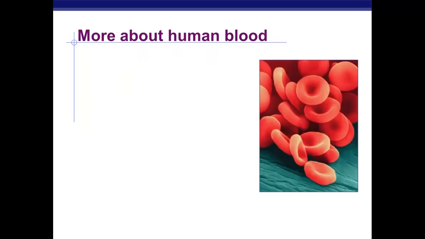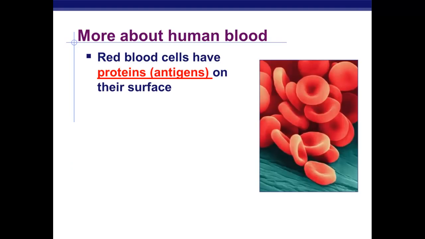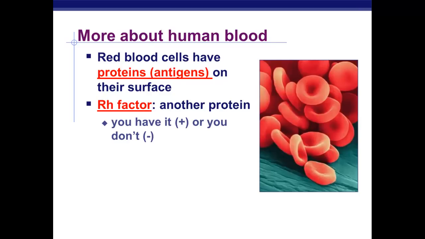Now let's talk just a little bit more about human blood. We did mention, of course, that you could have A and B antigens on your surface. There's actually a second type of protein that you can have on your surface called the Rh factor. And that's what gives you the positive or negative in your blood type. So you've probably heard people say, I have AB positive blood or I have O negative blood. That's what the positive or negative means. So having the Rh factor, then you have a positive. And if you don't have the Rh factor, then you'd be negative.